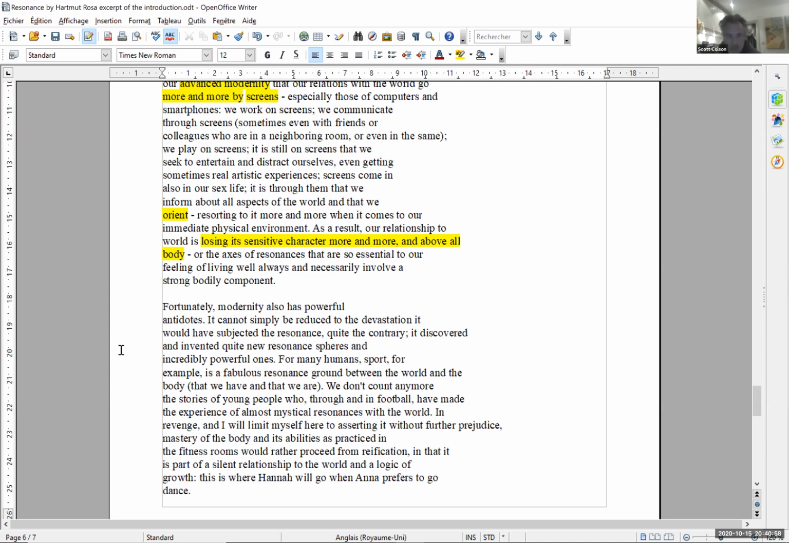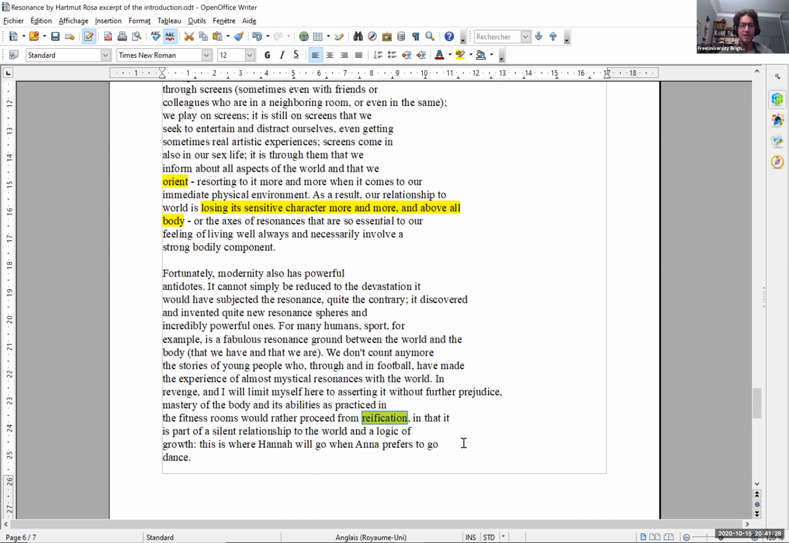In revenge, and I will limit myself here to asserting it without further prejudice, mastery of the body and its abilities as practiced in the fitness room would rather proceed from reification, which will need to be explained again, in that it is part of a silent relationship to the world and a logic of growth. That is where Hannah will go when Anna prefers to go dancing.